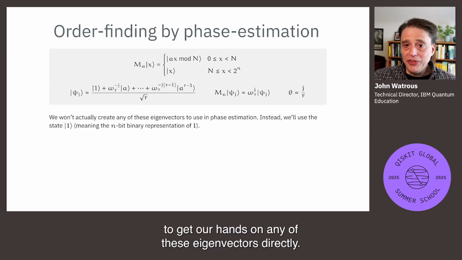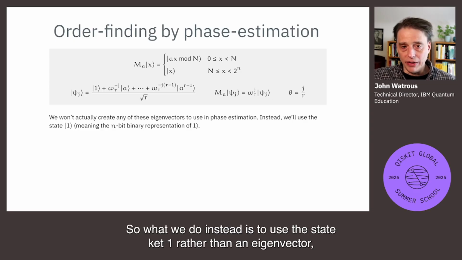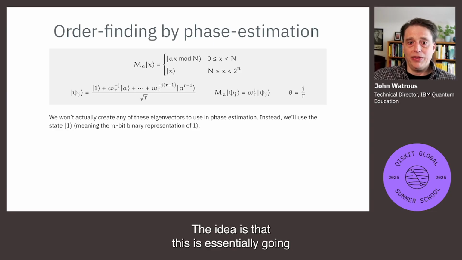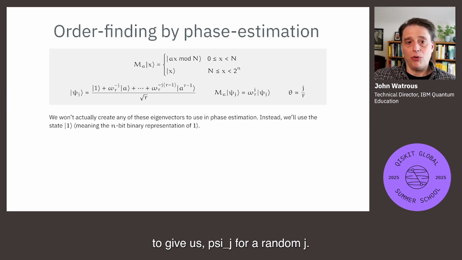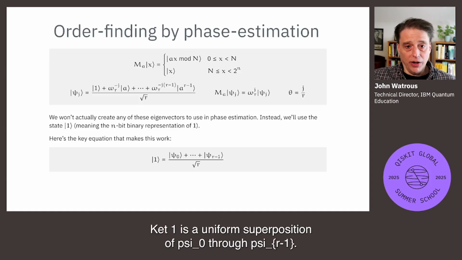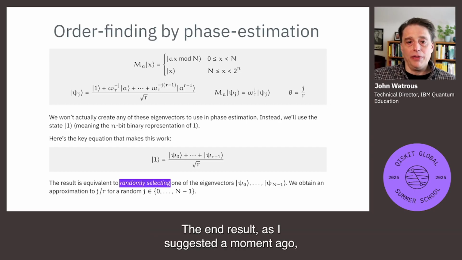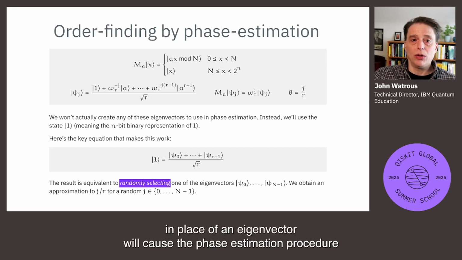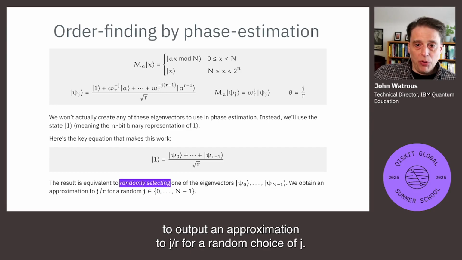Unfortunately, it's not so easy to get our hands on any of these eigenvectors directly, so what we do instead is to use the state ket 1 rather than an eigenvector, meaning the standard basis state that encodes 1 in binary. The idea is that this is essentially going to give us psi j for a random j, and here's the equation that's the key to why this works. Ket 1 is a uniform superposition of psi 0 through psi r-1. The end result, as I suggested a moment ago, is that using this vector in place of an eigenvector will cause the phase estimation procedure to output an approximation to j over r for a random choice of j.